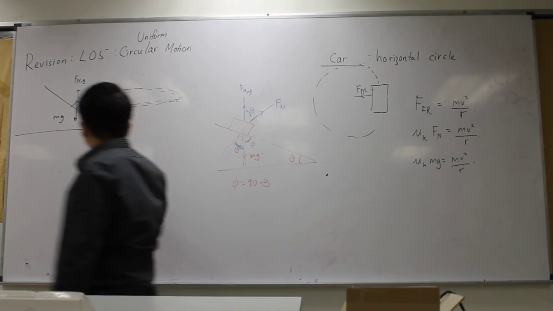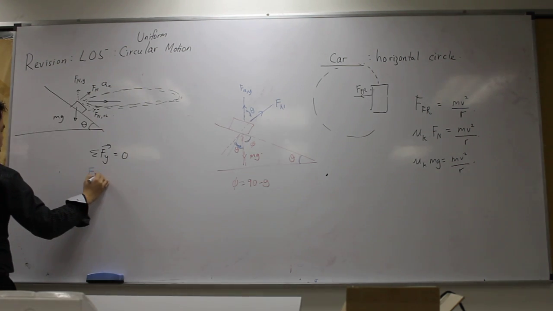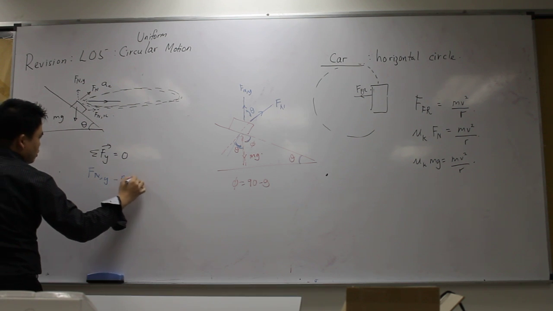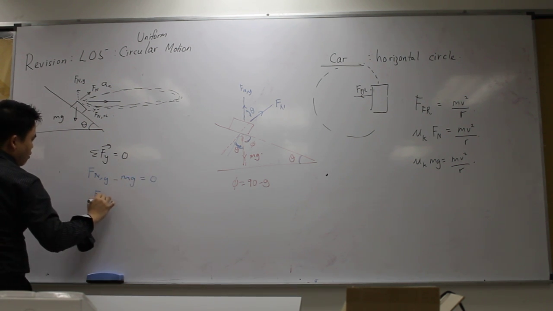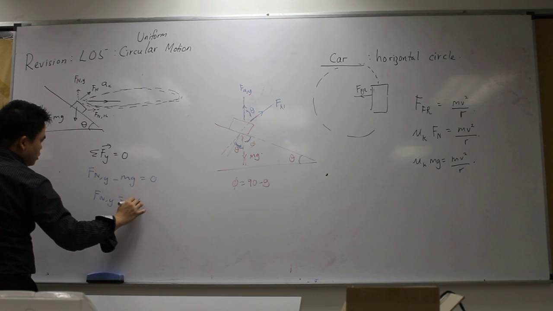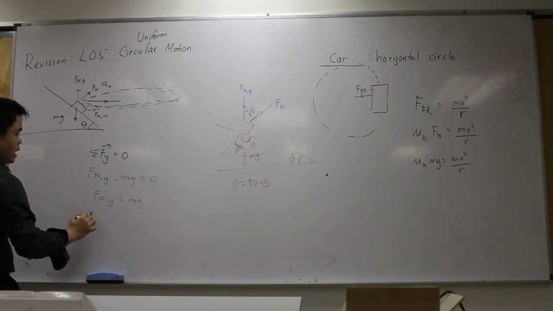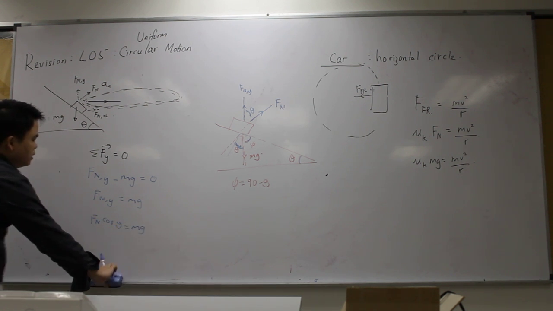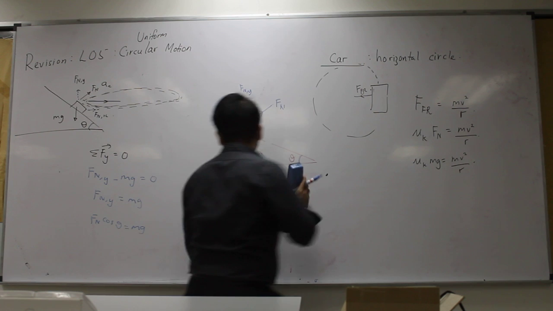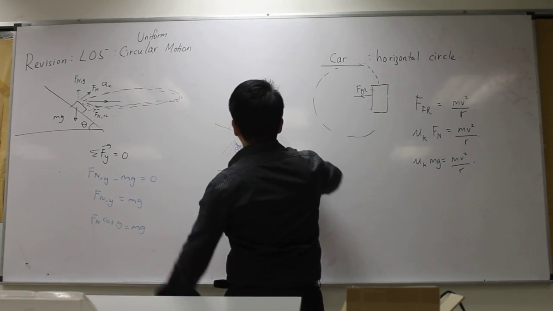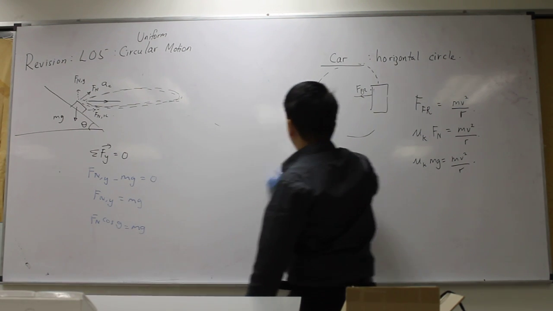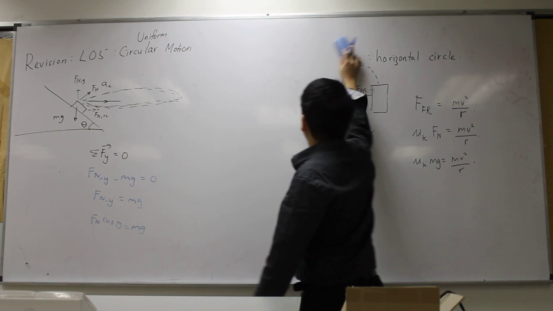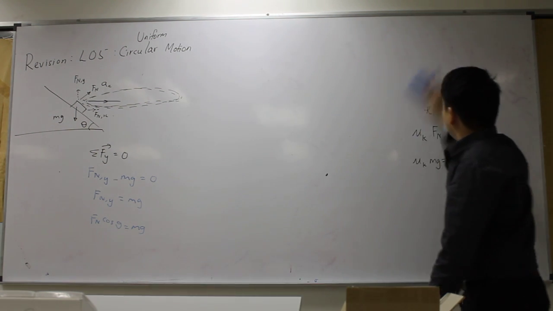Hence, Fny minus mg equals 0. Fny equals mg, where Fny is actually Fn cos theta equals mg. I would like to repeat again. It's not a formula, but you need to start from Newton's second law. Either the force is in equilibrium or there's an acceleration. That's all.